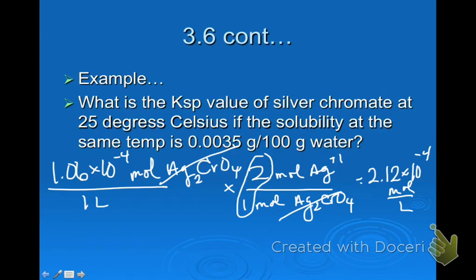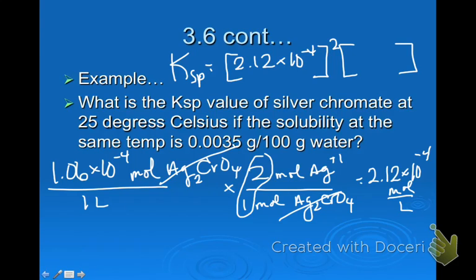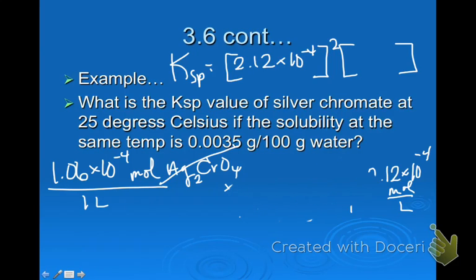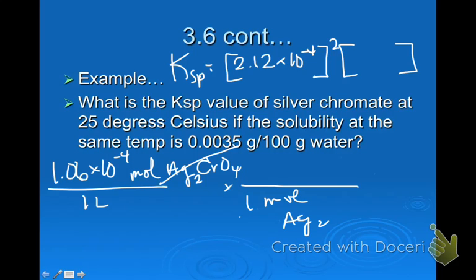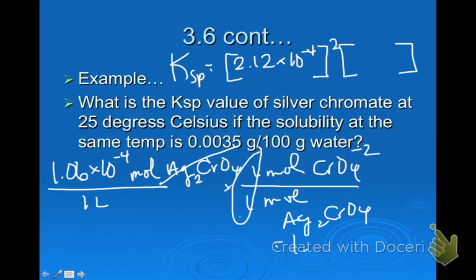So remember, that was one of the things that I needed. So for KSP, I'm going to write it up here. Remember, for my silver, I needed that first, 2.12 times 10 to the negative 4. Now I know that concentration, and that's going to be squared. For the chromate part, that is a 1-to-1 ratio. So that's even easier. For every 1 mole of Ag2CrO4, I'm going to have 1 mole of CrO4 negative 2. It's a 1-to-1 in that balanced chemical equation. So that's going to come out to 1.06 times 10 to the negative 4 moles per liter.